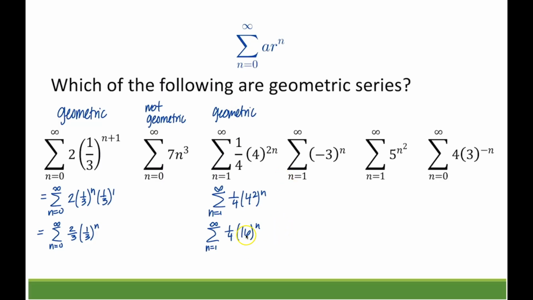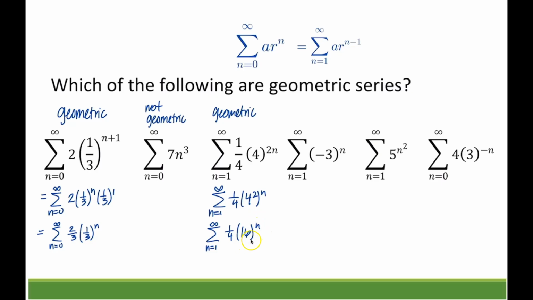So again, this is geometric, but that r value would be 16, not 4, because I do need it to be to the power of n. To the first positive n, I can't have that 2 in the front. Now here, just a quick note, the first term is not 1/4. In order for the first term to be this number in front, I would need this to 0 out when I substitute in my starting index. So I would need it to have this form here, right? N equals 1 to infinity, ar to the n minus 1, and this is just to the n.